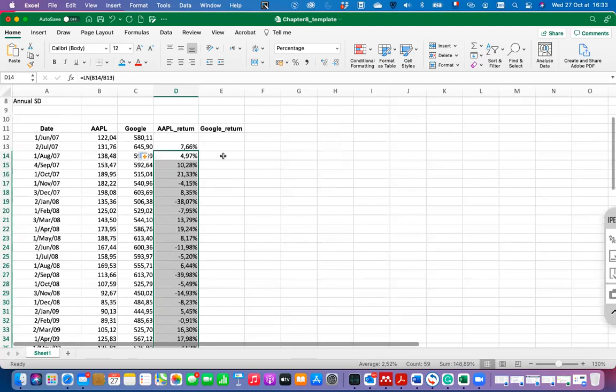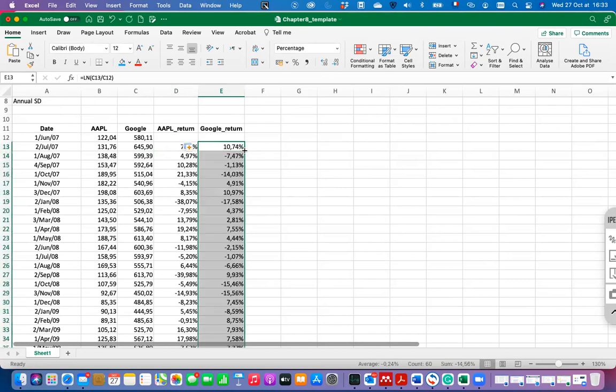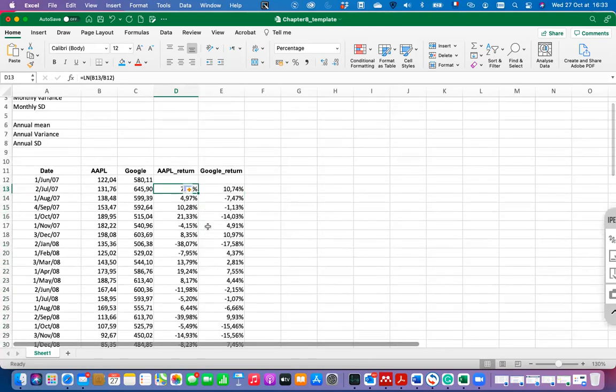Now do the same thing for Google. Price of July divided by the price of June. And then double click. So we'll use these new columns to continue our analysis. The returns, not the stock prices.